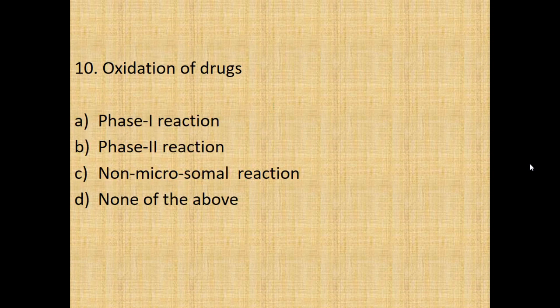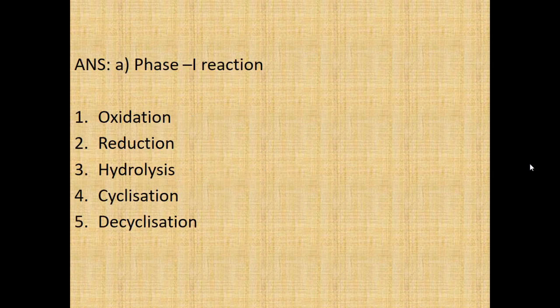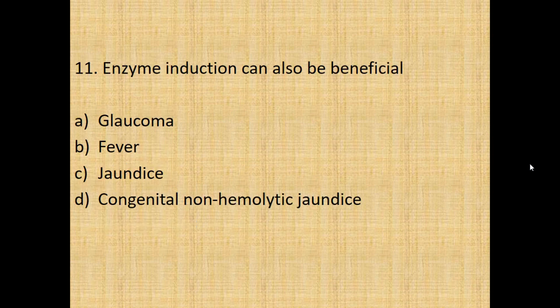Then oxidation of a drug is a phase 1 reaction. Here we have the phase 1 reactions: oxidation, reduction, hydrolysis, cyclization and decyclization. These five are called phase 1 reactions. Other than these, everything is called a phase 2 reaction.